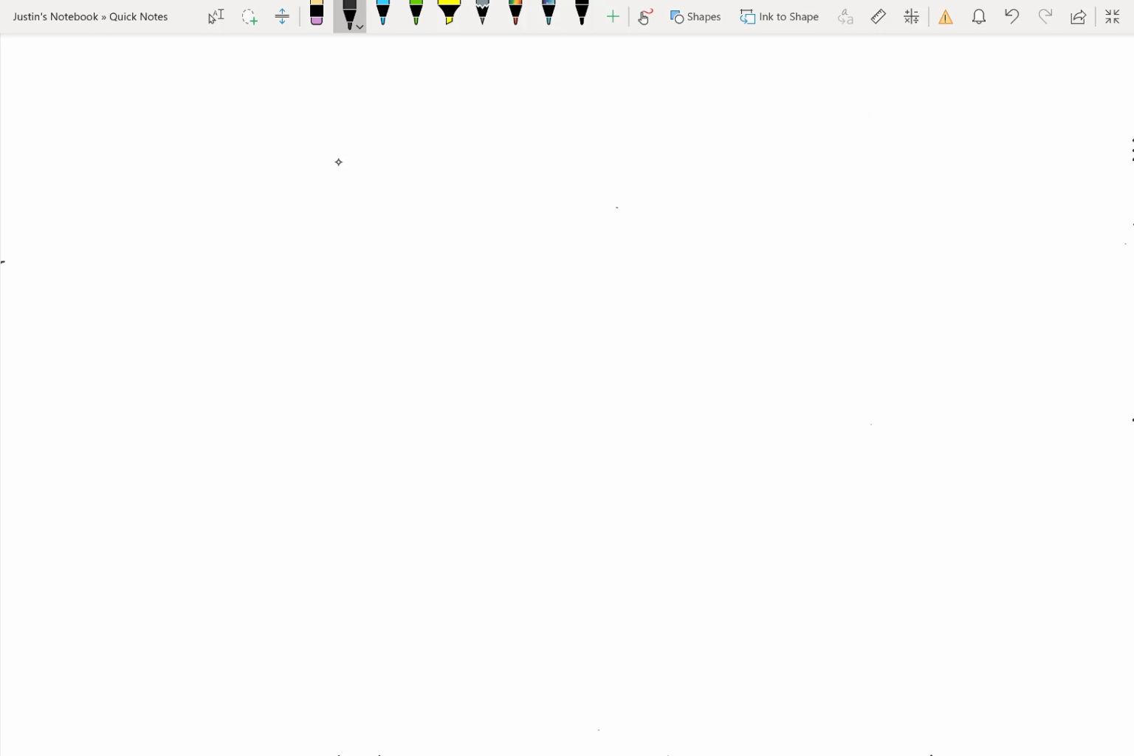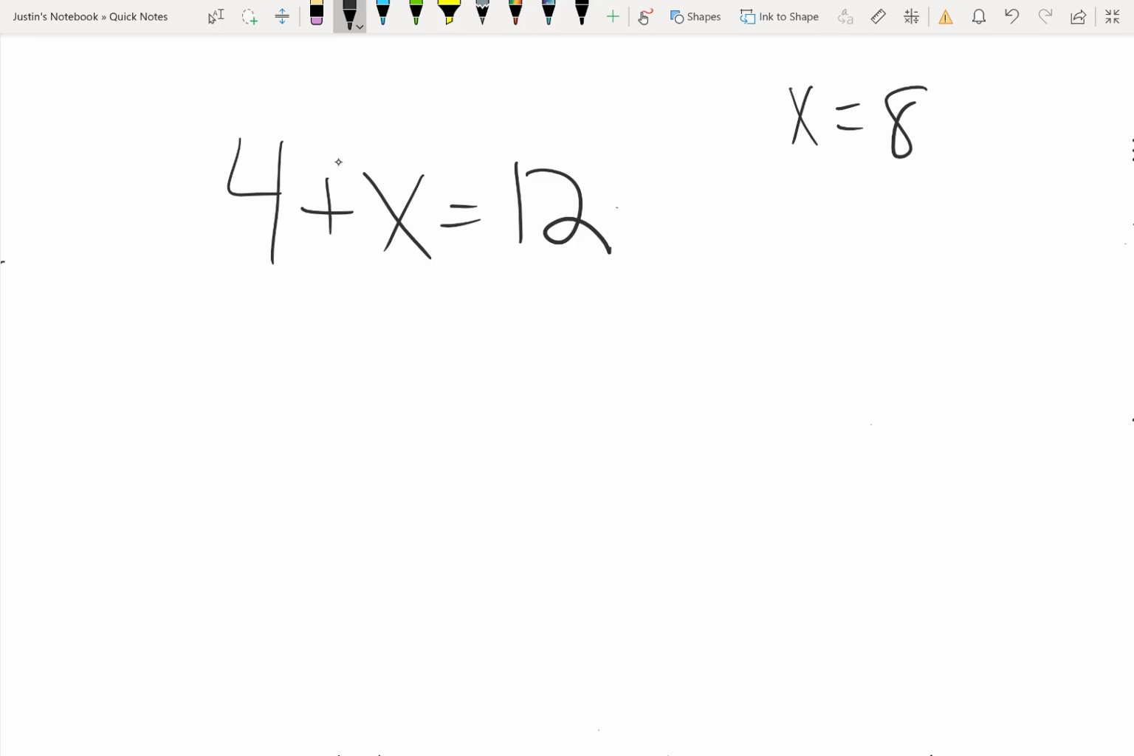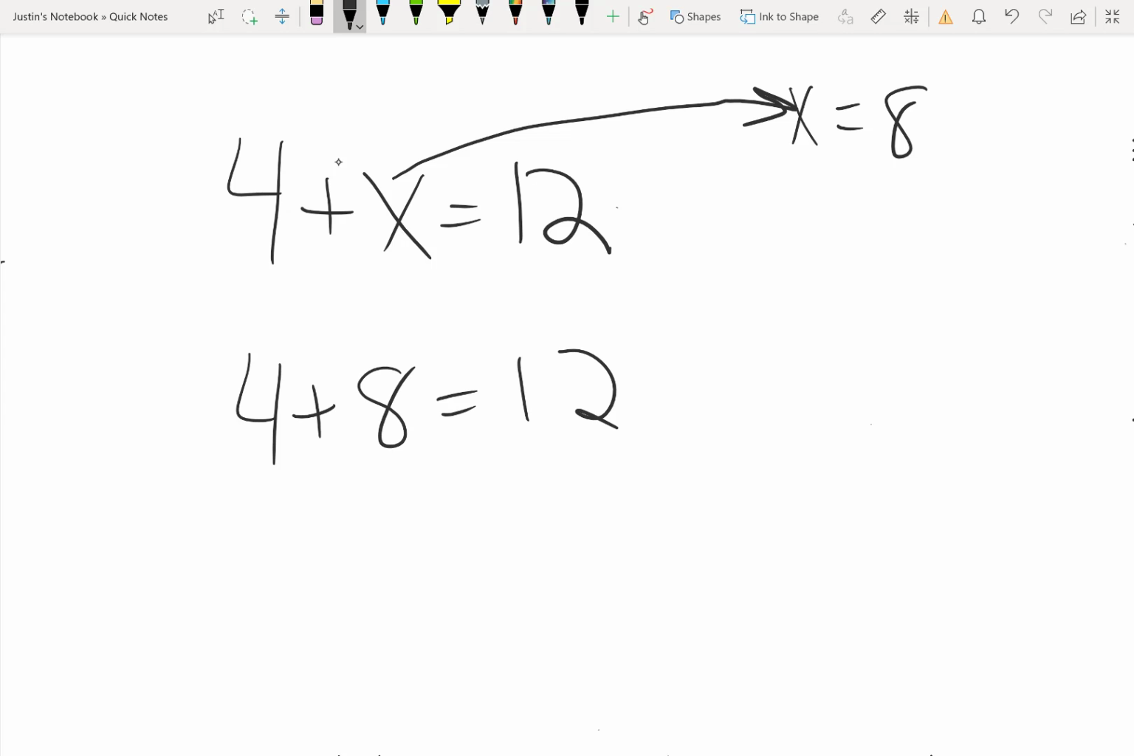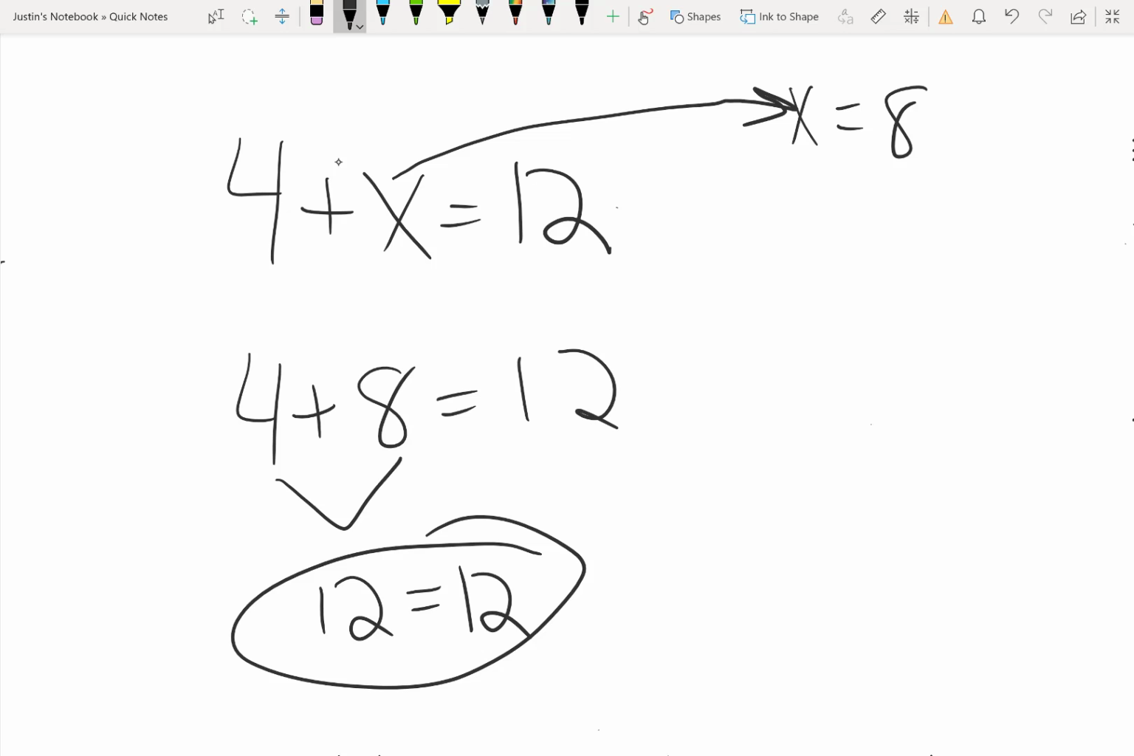All right, so let's look at number 1. It says 4 plus x equals 12, and then it says substitute 8 for x. So that means x equals 8. So that means 4 plus 8 equals 12. So now let's do what's 4 plus 8? That's 12. So 12 equals 12. So is that true? Yes, it is. So you'll write that it's true.